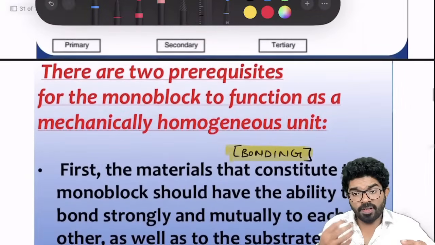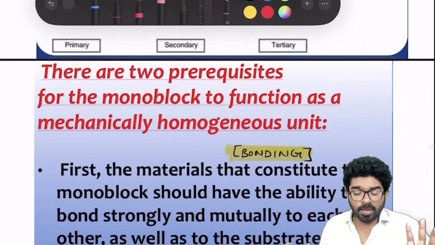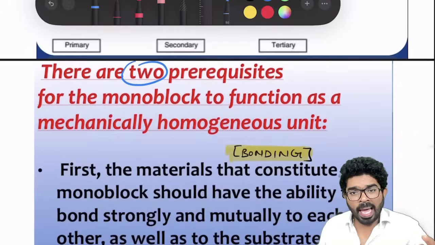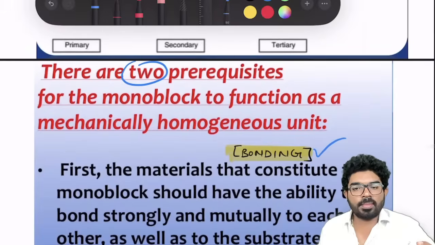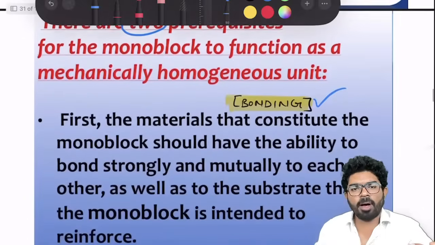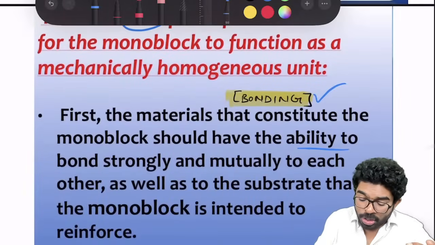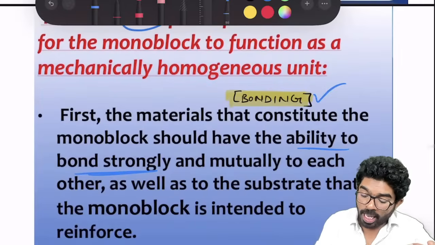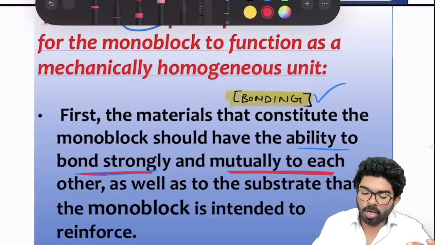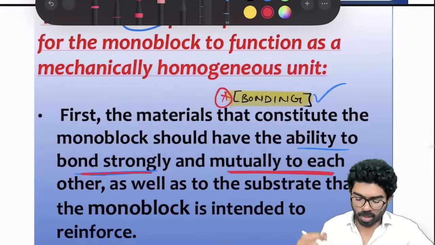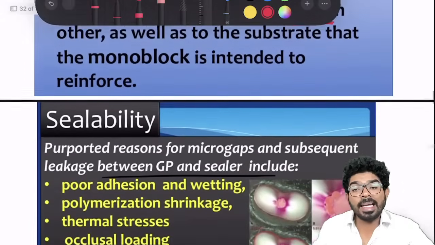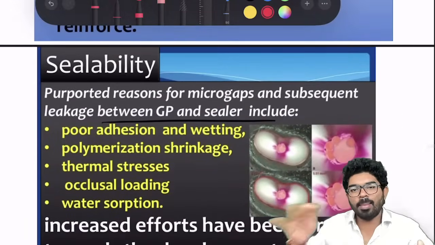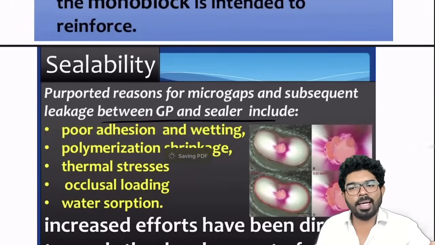Now, for this to happen, there are some requirements. Two very important requirements for a monoblock to function as a mechanically homogeneous unit. One is perfect bonding, perfect adhesion. I require the materials to bond strongly and carry the load mutually. So I want strong bonding between us. The second one is sealing ability. Whenever there is a failure of sealing ability, flowability, and everything we have discussed, like contact angle, in DM we have discussed.